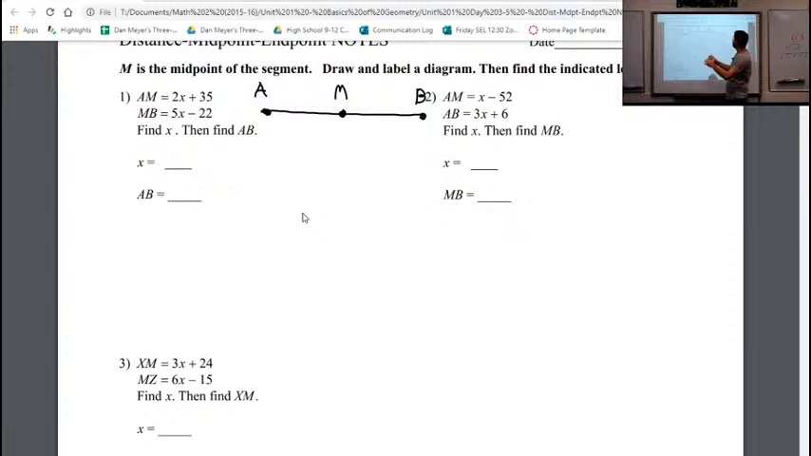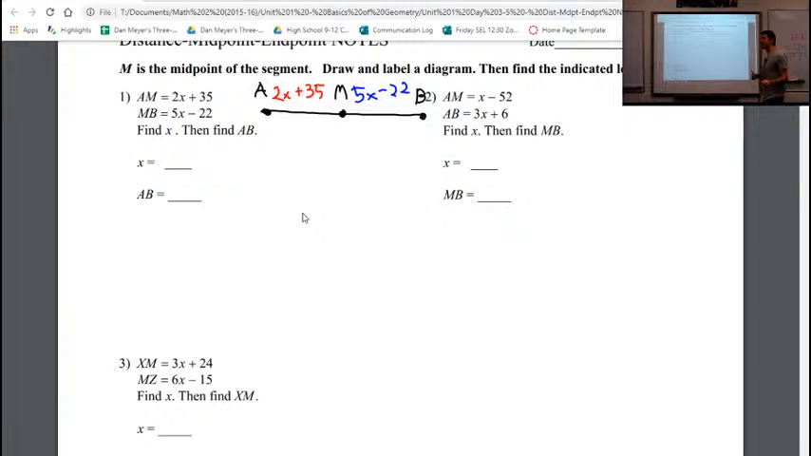And then we can label the pieces that we have. A to M and M to B. A to M is 2x plus 35. So that's our distance from A to M. M to B is 5x minus 22. So that's this piece here from M out to B.